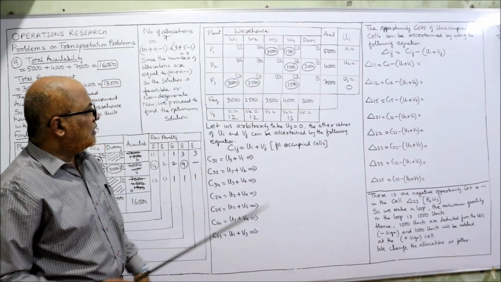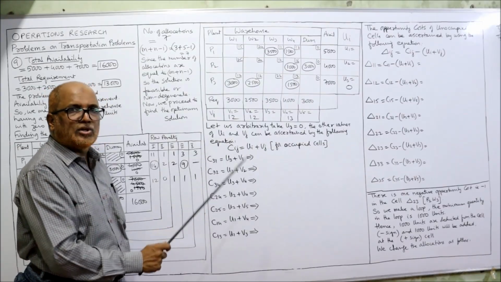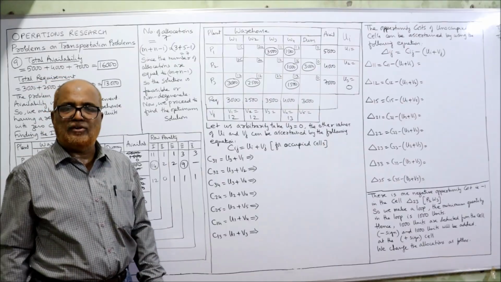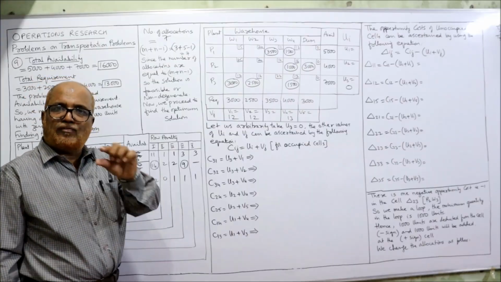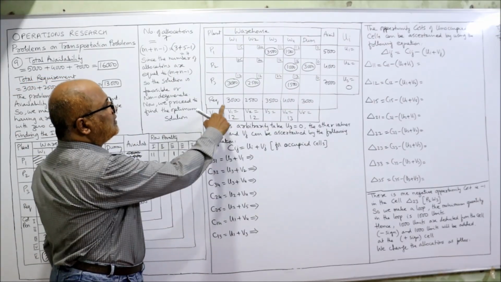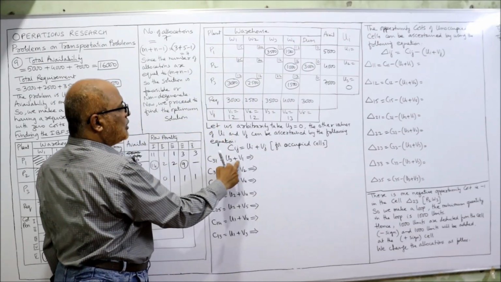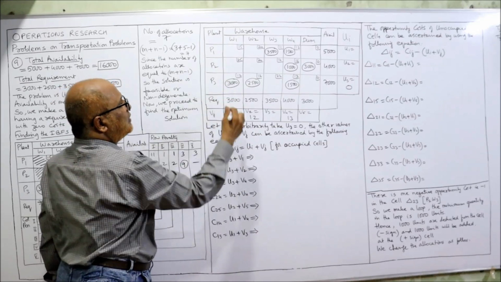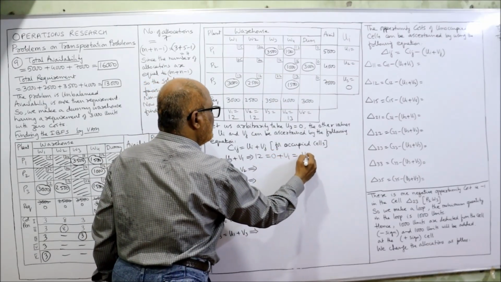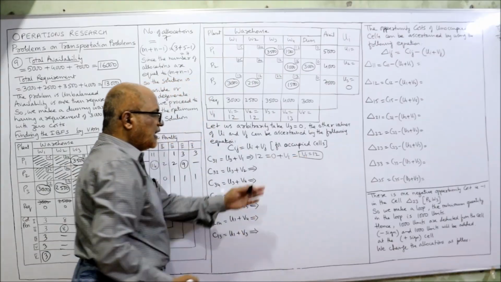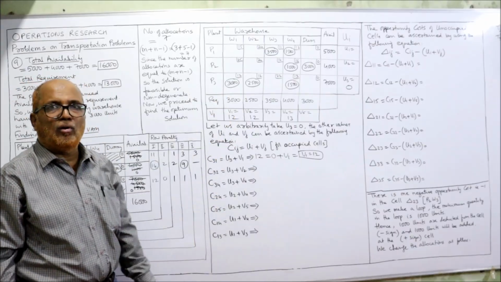How? See here, let us arbitrarily take u3 is equal to 0. The other values of ui and vj can be ascertained by using the following equation. Cij is equal to ui plus vj for occupied cells. Cij stands for the cost of ith row and jth column. So C31, this is the location, third row, first column. So C31 is equal to U3 plus V1. How much is C31 here? 12. So 12 is equal to U3 0 plus V1. So V1 is equal to 12. Whether you calculate like this or directly you can take this 12, easily get.